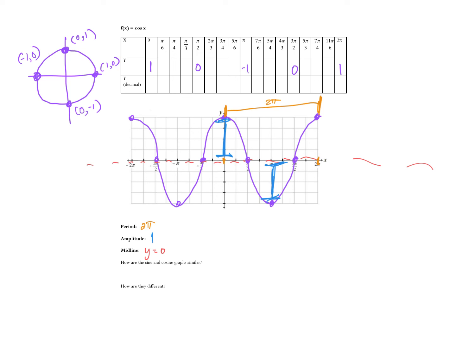So when you look at these graphs, sine and cosine, how are they similar to each other? Well, the period for both of them was 2 pi, the midline was y equals 0, and the amplitude was 1. So here's my question. How are the two graphs different from each other?